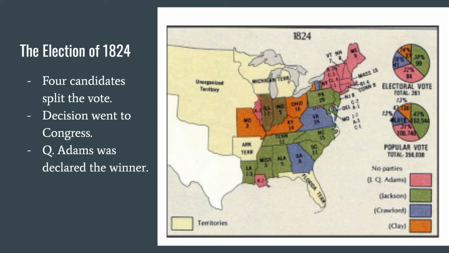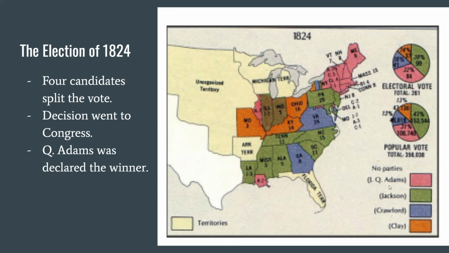Now, it just so happened that Henry Clay was Speaker of the House, so he had a lot of sway over the House of Representatives. And let me tell you what happened. Crawford ends up having a stroke before they can decide. He doesn't die, but he's no longer considered eligible. So it's really between Jackson and John Quincy Adams. And they don't like each other. And Henry Clay has started to not like Andrew Jackson.